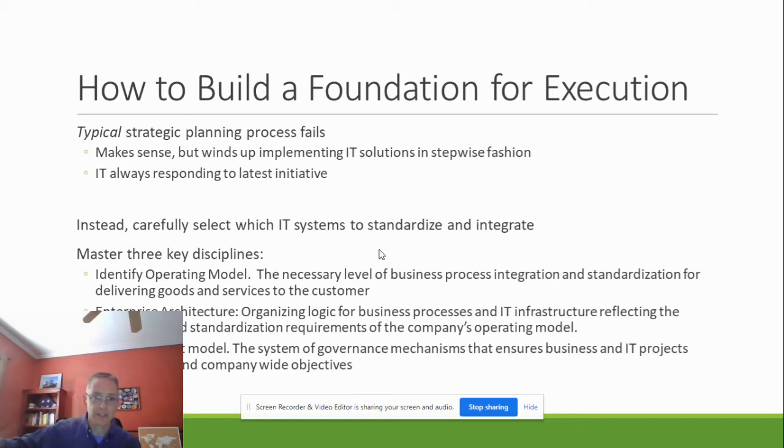Typically, as we talked about in strategic learning, strategic planning processes fail because they make sense, but they wind up implementing IT solutions in a stepwise fashion. And so by the time you get to phase 3 of your strategic plan, your customer set has changed and they expect more. And now you've got to go back and start over, except now you're starting in strategic planning and you're way behind.